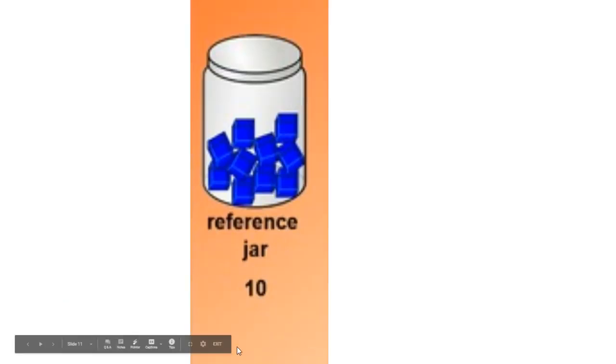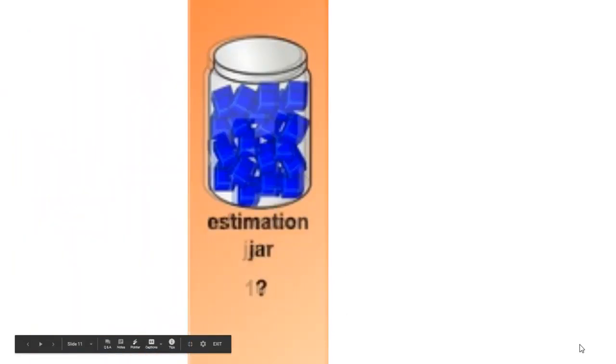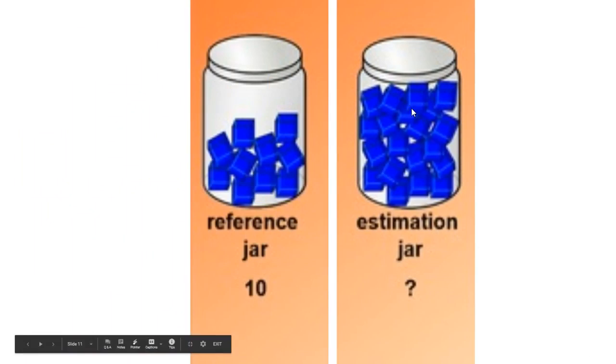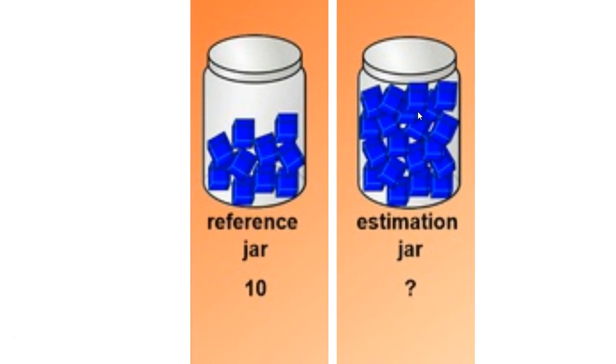If we look at this jar and we see that it has 10 cubes in it, how many do you think are in this jar? Would 5 be a good estimate? No, because I know that this jar over here has more cubes. I would say 20 would be my estimate. Do you think 20 is a good estimate?